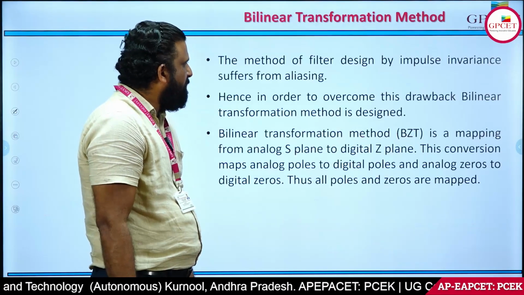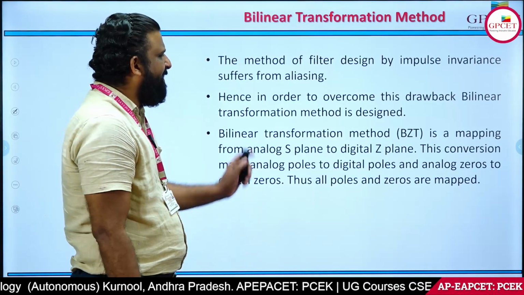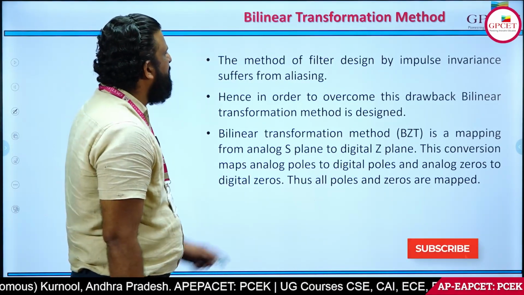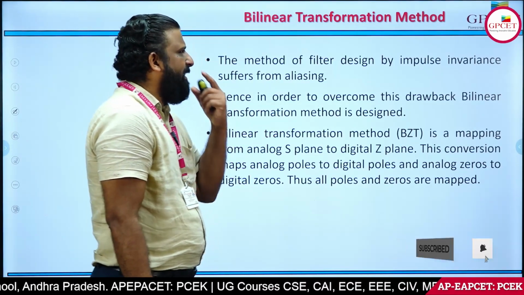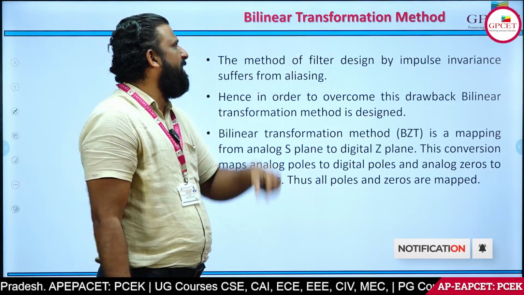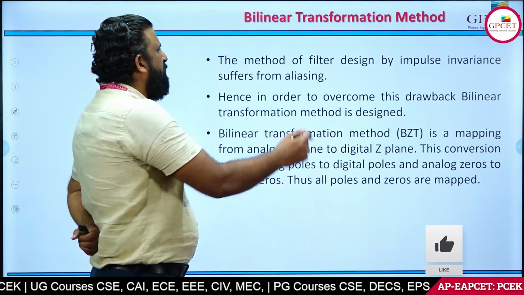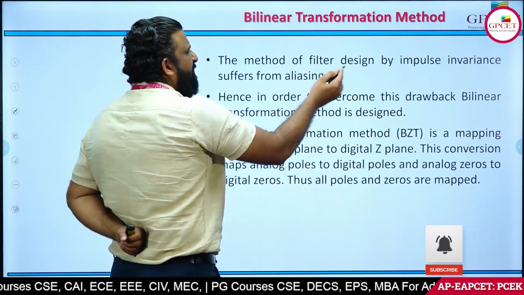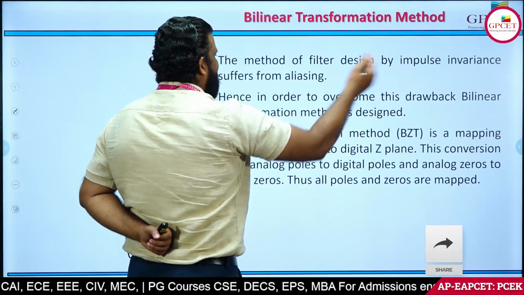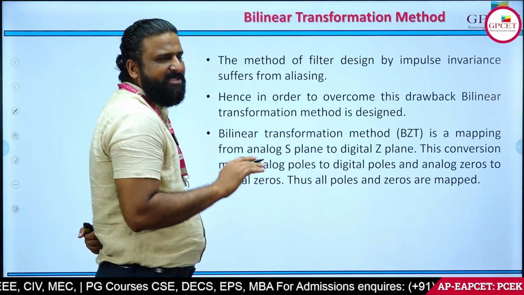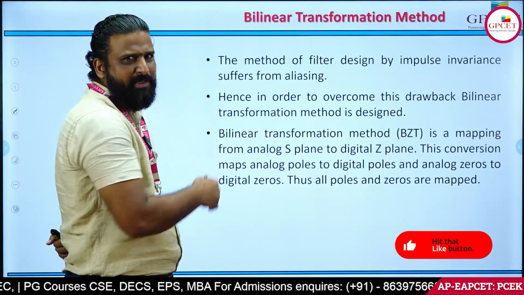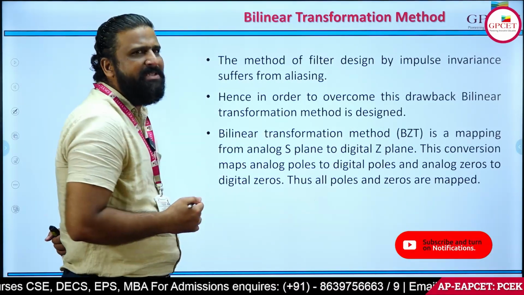Now, finally, the last method. For designing the IIR filter by converting the analog filter into a digital filter, we are using another method, which is the bilinear transformation method. Why are we going with this? The method of filter design by impulse invariance suffers from aliasing. This is one of the drawbacks present in the previous method we discussed, which is the impulse invariant method.